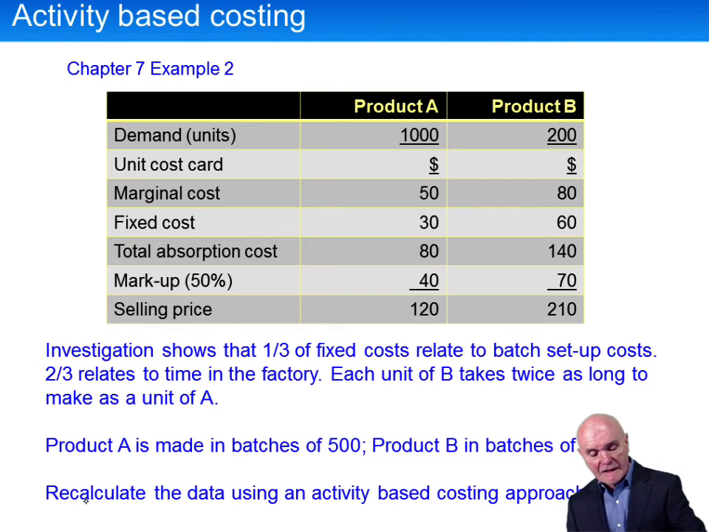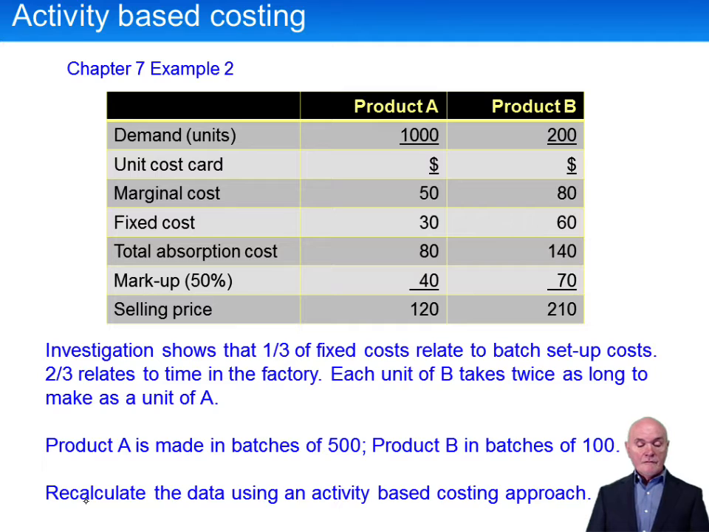So here is the example from Chapter 7. This is the example 2. And the problem is these two products. So we have what you might call product A, this kind of ordinary product. Product B, a much lower volume. Here it's selling at a much higher price. 210 is a kind of luxury product, perhaps.